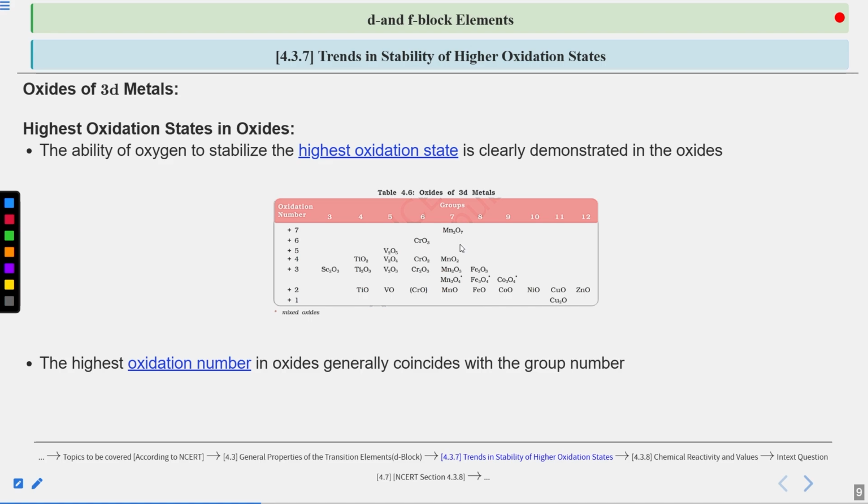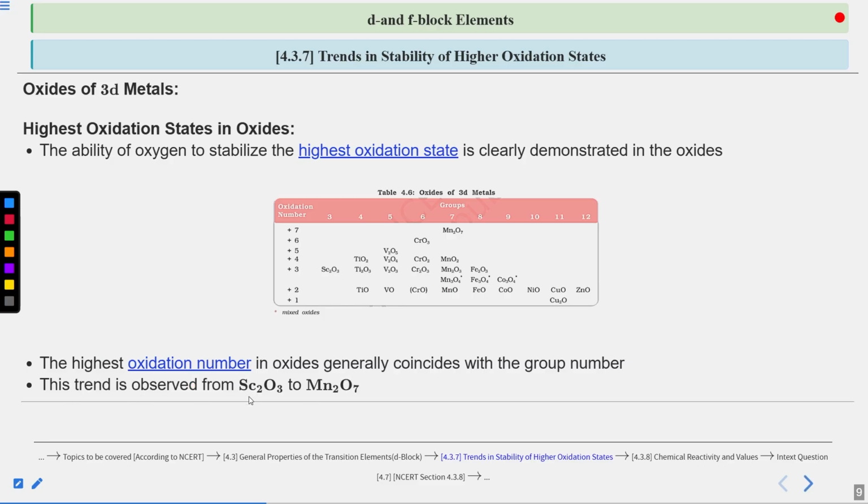Okay, so why? The superiority of oxygen is due to its ability to form multiple bonds to the metals. If you observe the structure of Mn2O7, the Mn-O-Mn bridge is present in this. Also, each manganese is tetrahedrally surrounded by oxygen atoms by double bonds. So, due to this ability, oxygen is going to stabilize the highest oxidation state of manganese, which you can clearly see in this table.